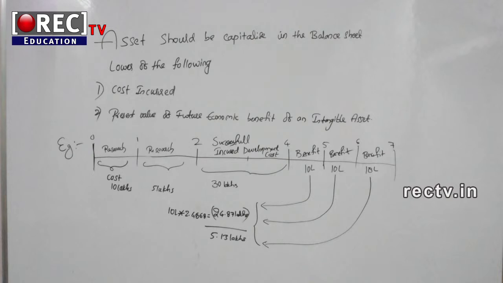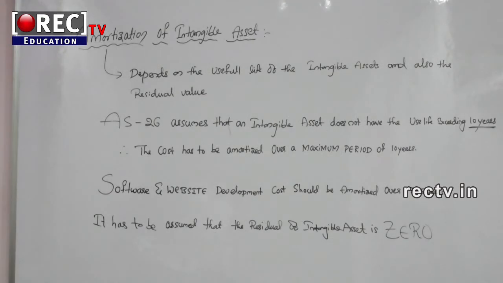So from this example we have understood the cost incurred and the present value of future economic benefit in intangible assets. This question appeared in the CA Final once upon a time, so there is a chance of it appearing in the IPCC Group 1 exam. Now we are going through amortization of intangible assets.